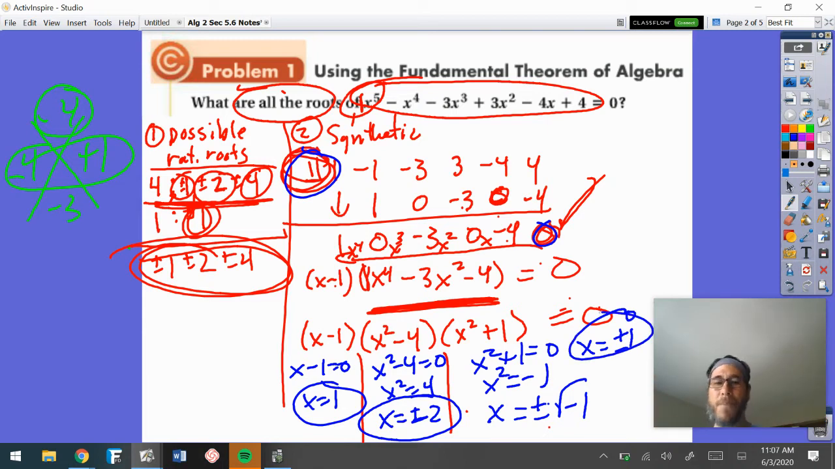And guess what I got here? I got what I call 3 rational roots. So write that down in your notes. We have 3 rational roots. The rational roots are 1, 2, and negative 2. And I got 2 imaginary roots. What are the imaginary roots? A positive i and a negative i. But how many roots did I get in total, class? Bingo. 5. So this is an example.